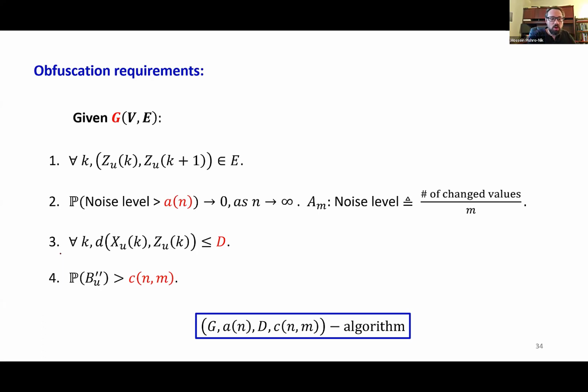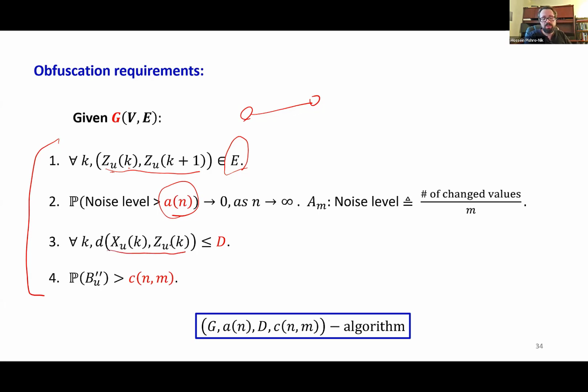So anyway, these are the requirements that we need to satisfy. For the obfuscated data, we need it to be a valid data set, right? Z is the obfuscated data. So Z_U of K and Z_U of K plus 1 must belong to the edges of the graph, which means that the adversary cannot easily identify the obfuscated values. The next condition is that the noise level must be small, right? Essentially, the fraction of values that we are changing should not be very large. Next requirement is that the distance between the real data and the reported data must not be large. It must be less than some threshold.